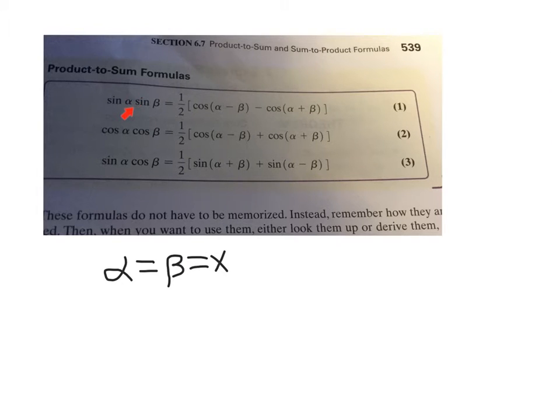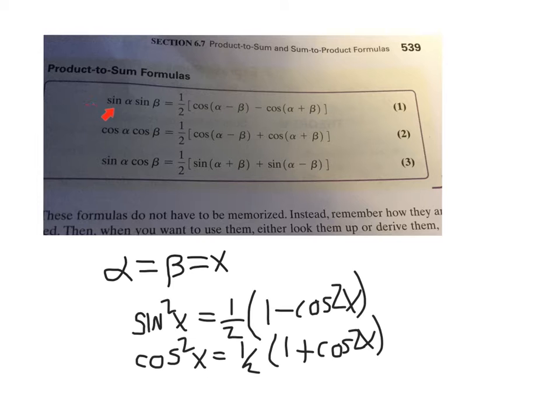Let's begin by looking at the product to sum formulas in the special case when alpha equals beta, and we'll call that x. So this one here would become sine x times sine x, so sine squared x. And then over here, x minus x, alpha minus beta, that would be 0. Cosine of 0 is 1. And over here, you're going to have alpha plus beta, or x plus x, that would be 2x. So in the special case of alpha equals beta equals x, these first two product to sum formulas reduce to these two equations right here.